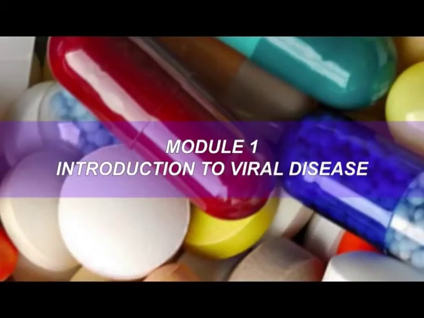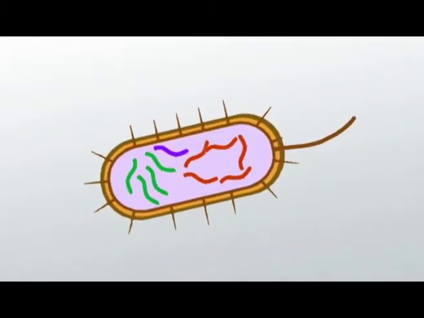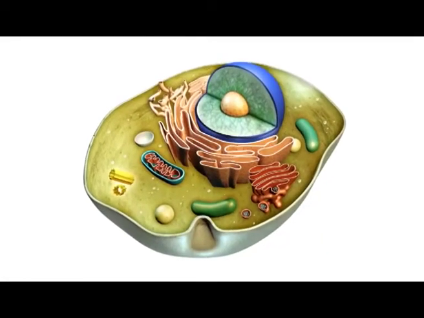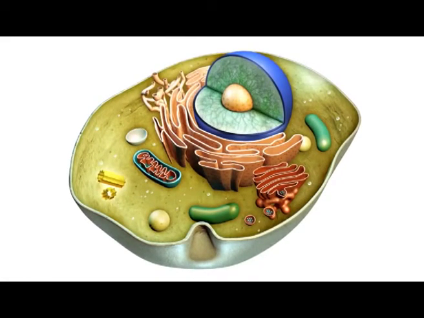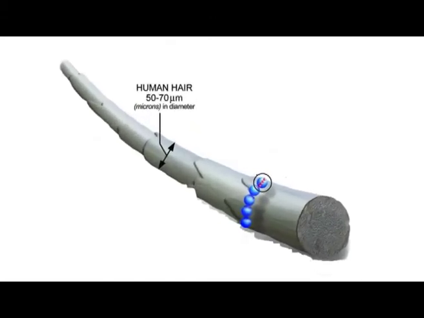Module 1, Introduction to Viral Disease. Viruses are microscopic infective agents that may lead to mild to severe illnesses in humans, animals and plants. The virus particles are 100 times smaller than a single bacterial cell. The bacterial cell alone is more than 10 times smaller than a human cell, and a human cell is 10 times smaller than the diameter of a single human hair.